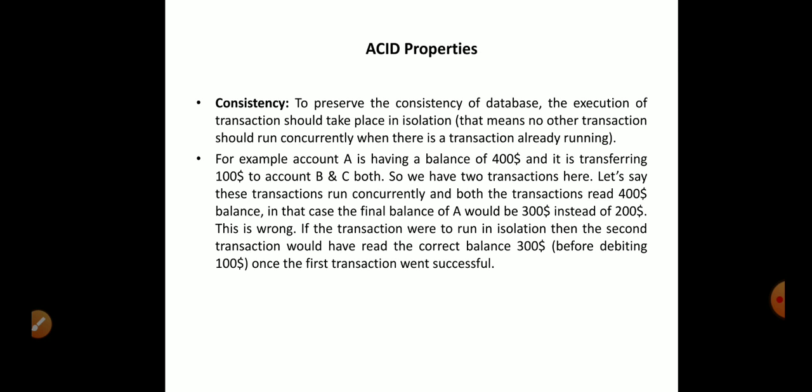Next one is consistency. With consistency, you have to preserve the consistency of the database. At the beginning of the transaction and at the end of the transaction, the consistency of the database should be maintained.